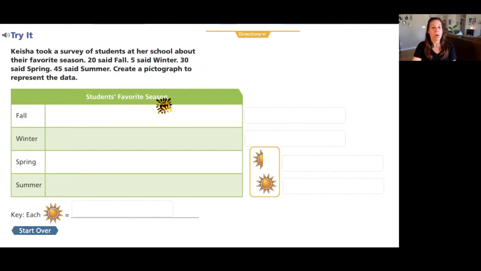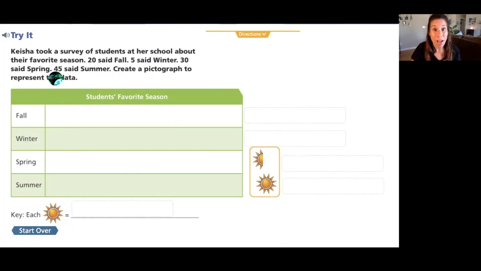All right, so, okay, I know that I have to get up to 45, and each sun needs to represent a number. What do you think I could count by? That would make it easy to get to 45. What do you think I could count by? 2s? That might be kind of hard. That's still a lot. That would be a lot of sunshines.